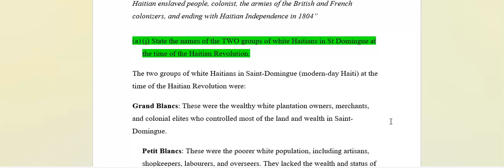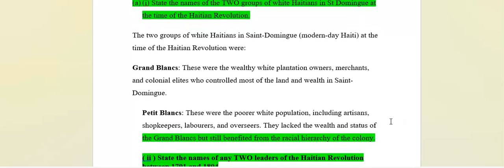Now, when we talk about the Petit Blancs, right? These were the poor white population or the poorer white population, and this population consisted of artisans, shopkeepers, overseers, and laborers. They lacked the wealth and status of the Grand Blancs, but still benefited from the racial hierarchy of the colony. So that was the Petit Blancs, which were one of the two groups of the white Haitians in Saint Domingo.